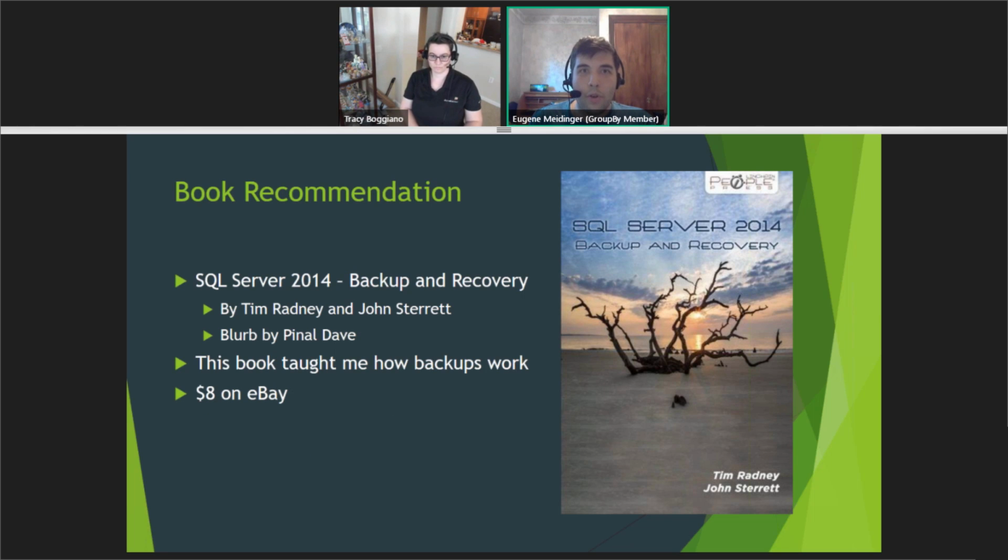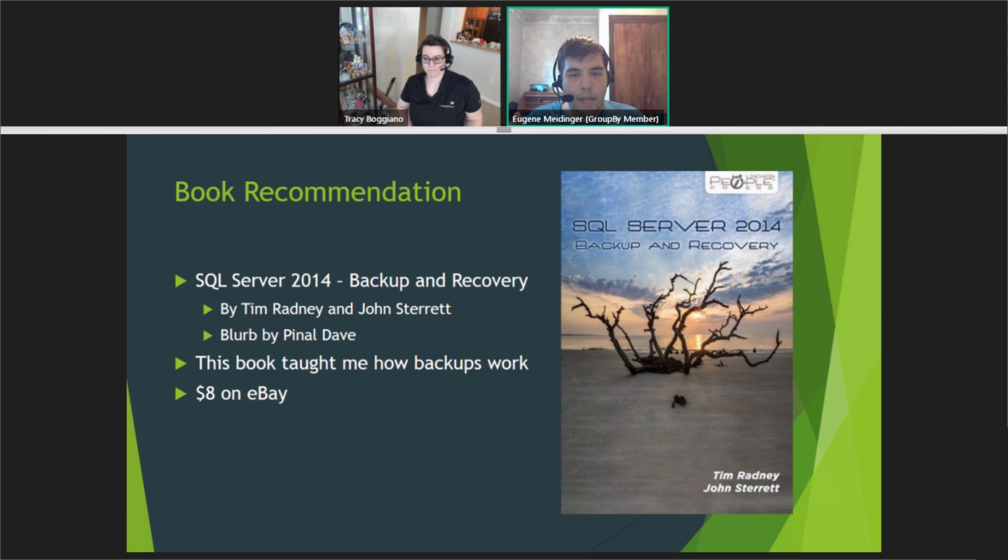I want to make a quick book recommendation. SQL Server 2014 Backup and Recovery, it's probably a little bit out of date at this point, but it's by Tim Radney and John Sterrett. And this was the book that taught me how to do proper SQL Server backups. And I have a copy here, and it's signed. This book was really helpful to me. You can get it for $8 on eBay.